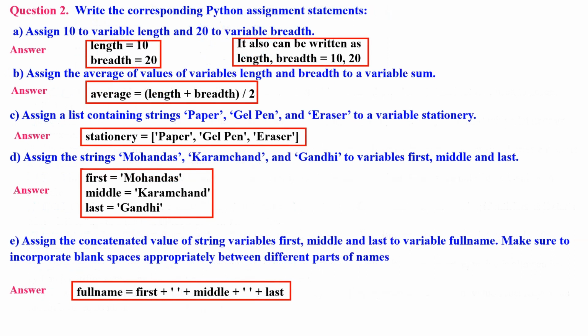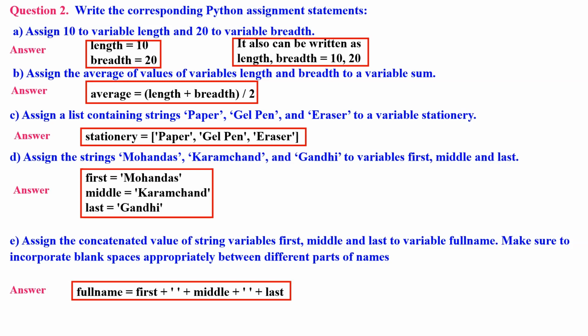Second question. Write the corresponding Python assignment statements. A. Assign 10 to variable length and 20 to variable breadth. Answer. Length equals 10, breadth equals 20. B. Assign the average of values of variables length and breadth to a variable sum. Answer. Average equals length plus breadth / 2.